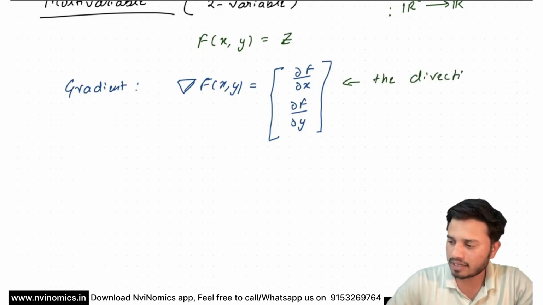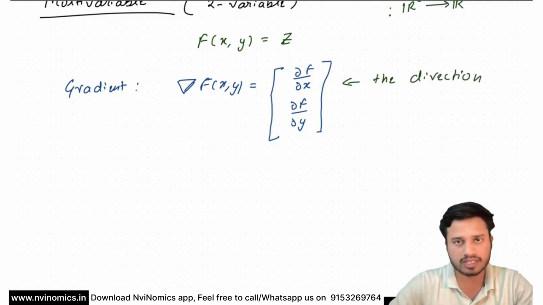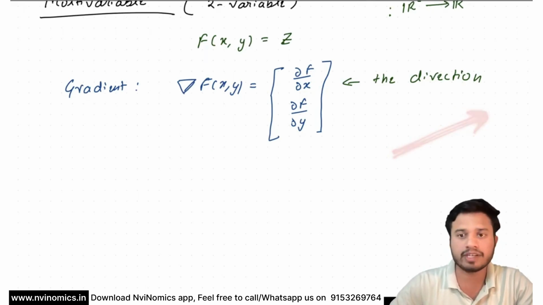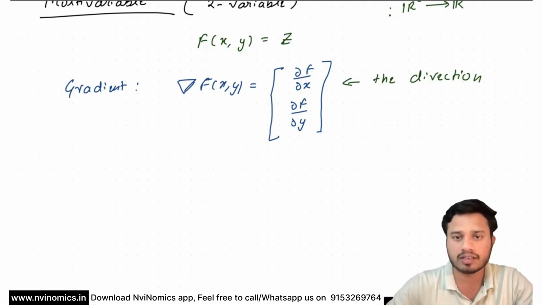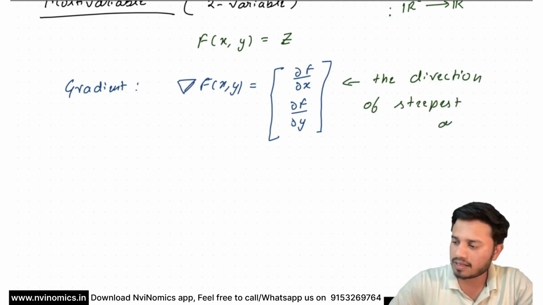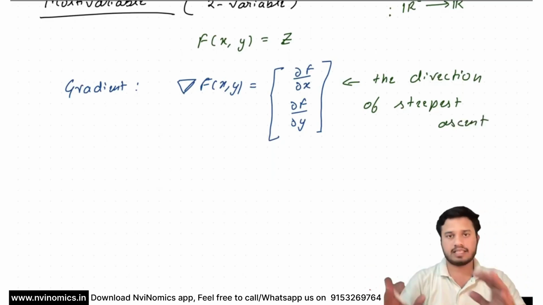direction. It's a vector, right? So a vector always gives a direction. It's pointing somewhere. Now I'm going to tell where it is pointing. So this always tells the direction of the steepest ascent. So think of it like this.